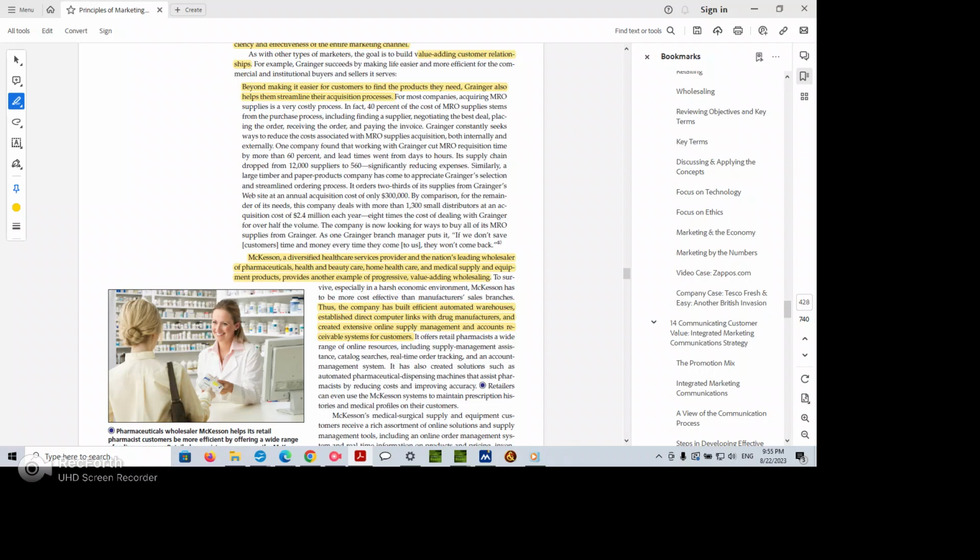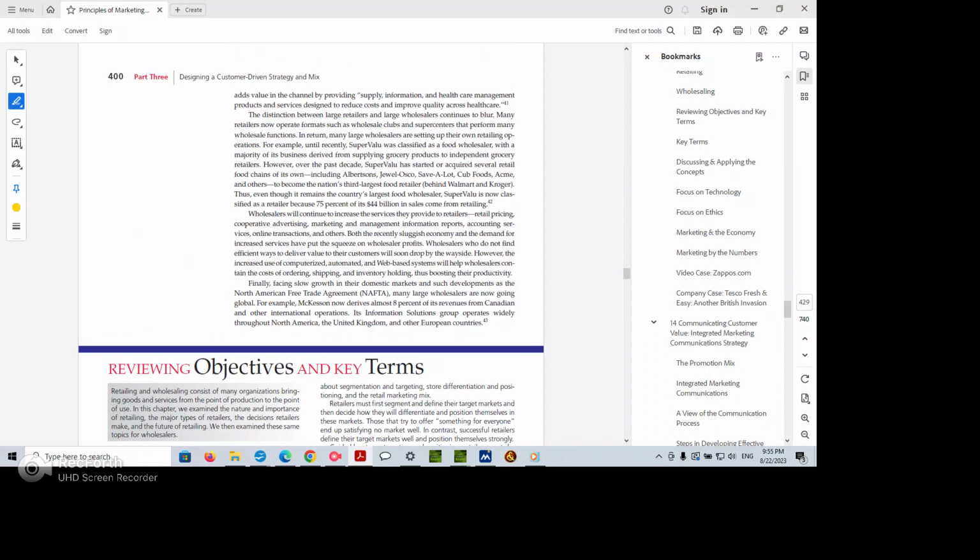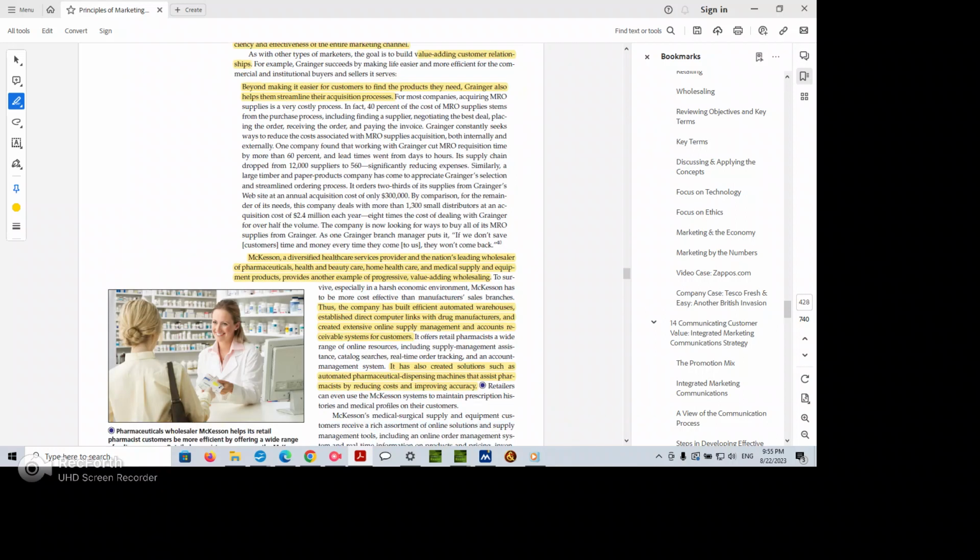It offers retail pharmacists a wider range of online resources, including supply management assistance, catalog services, real-time order tracking, and an account management system. It has also created solutions such as automated pharmaceutical dispensing machines that assist pharmacists with reducing costs and improving accuracy. So in this industry, that's how they did it. Okay?